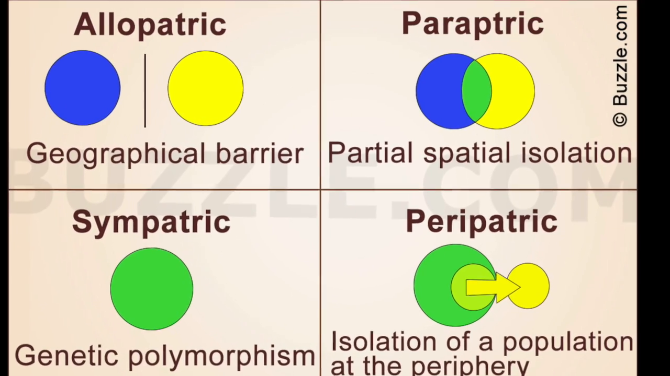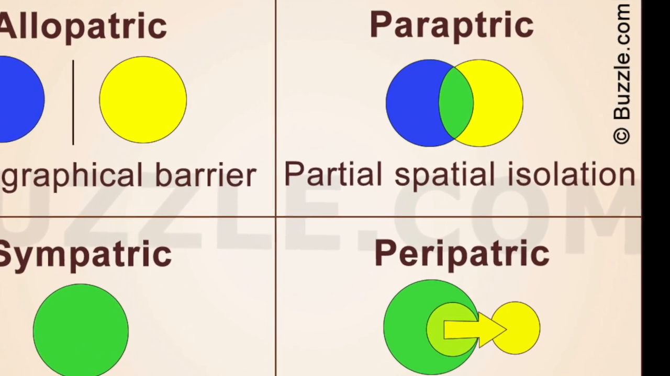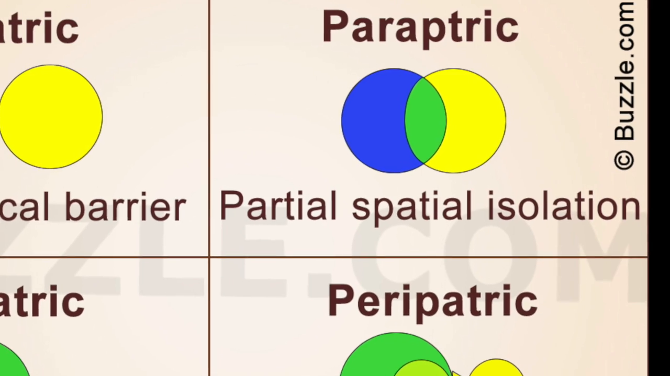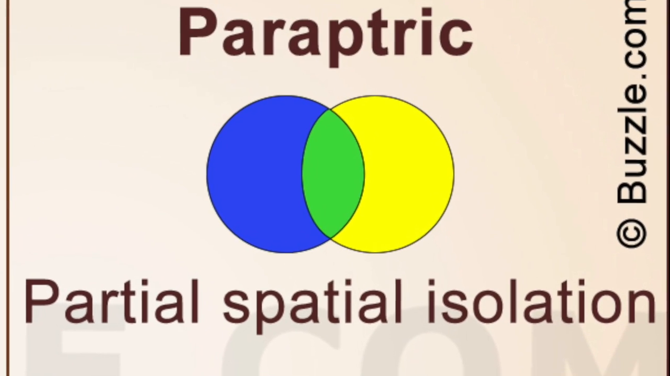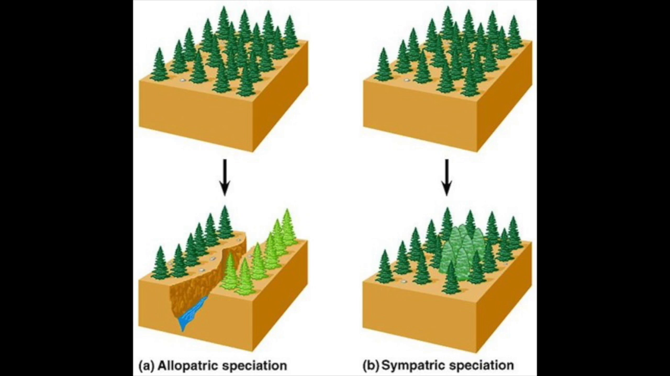Parapatric speciation is nearly the same as peripatric, with the one exception being the new niche is adjacent to the old niche rather than completely isolated. There are three main ways to induce speciation: geographic barriers, prezygotic barriers, and postzygotic barriers.